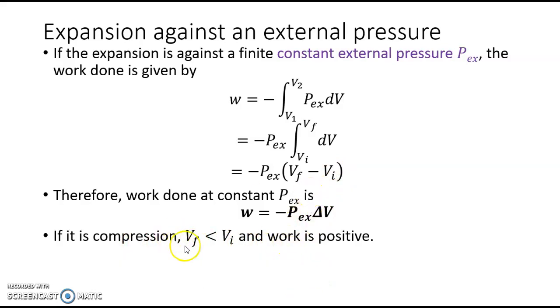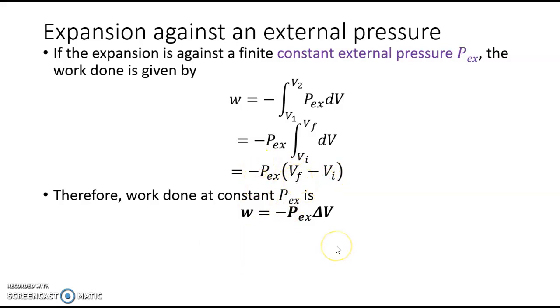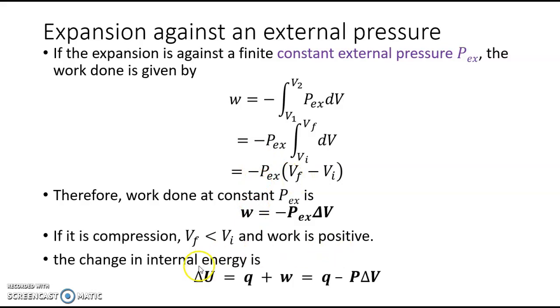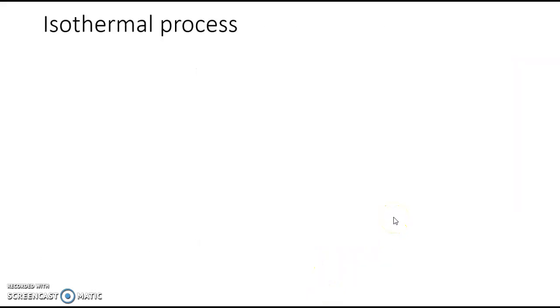If it's compression work, W will be positive. That's because Vf will be less than Vi, and the expression in the bracket will be negative. Negative cancels out negative, so the work is positive. The change in internal energy in such a situation is Q plus W, which is equal to Q minus P delta V. Okay, to the fun part, an isothermal process.